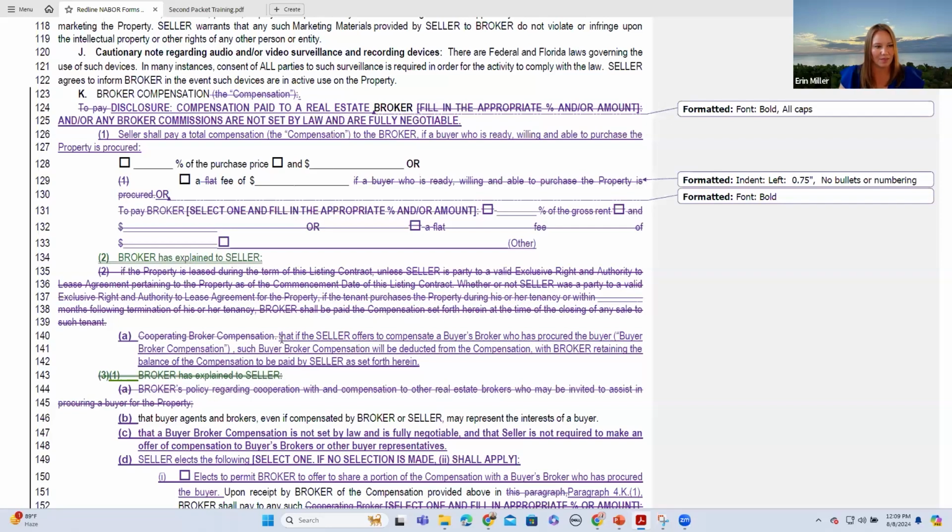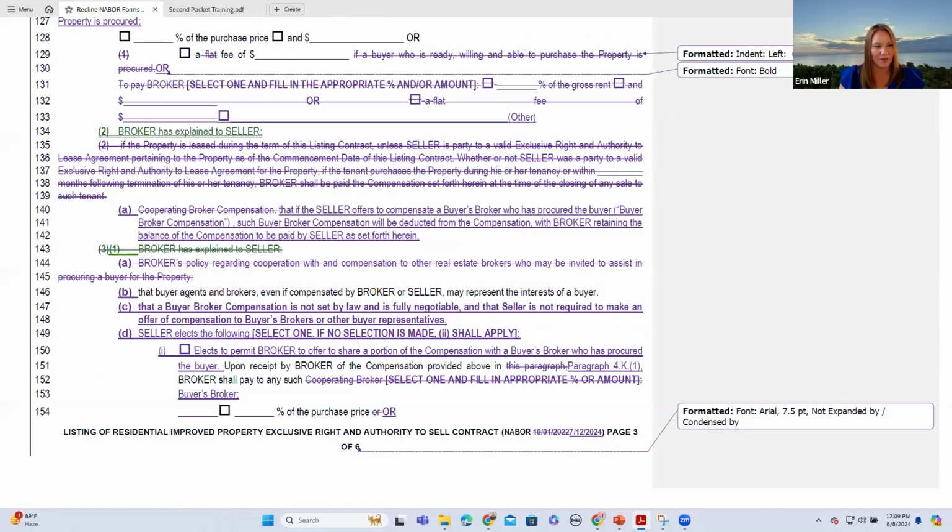I'm scrolling down to line 140. Go with me to 140A. You can see that here. So this broker has explained to the seller that if the seller offers to compensate a buyer's broker who has procured the buyer, we've defined them as buyer broker compensation, that amount of money that the seller may offer to a buyer's broker, such buyer broker compensation will be deducted from the total compensation defined above, with the broker retaining the balance of compensation to be paid by the seller as set forth herein.